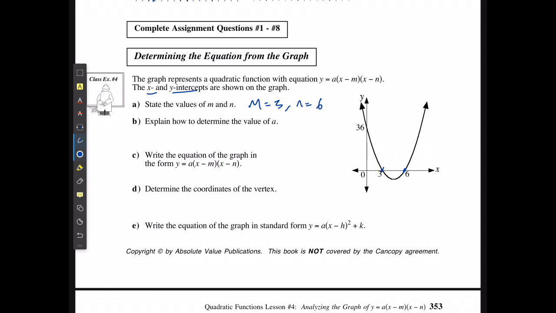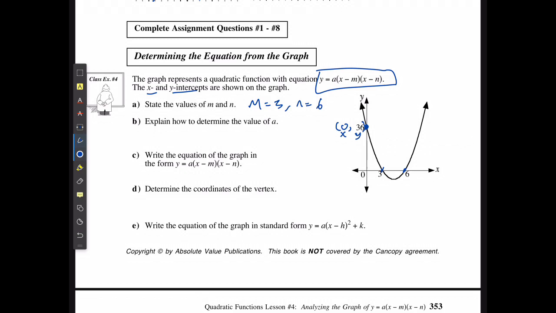If I need to determine a, I can use the y-intercept, which, even though it says 36, occurs at the coordinate of 0 and 36. These are prospective x and y values. Any point that the graph goes through is a possible value for x and y. So I can substitute my m, my n, my x, and my y into my original equation.